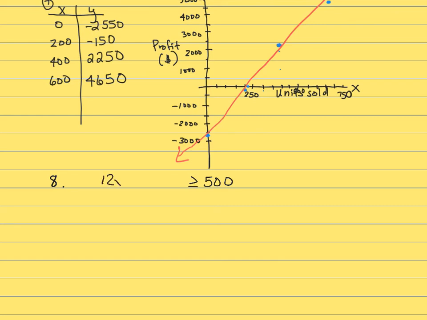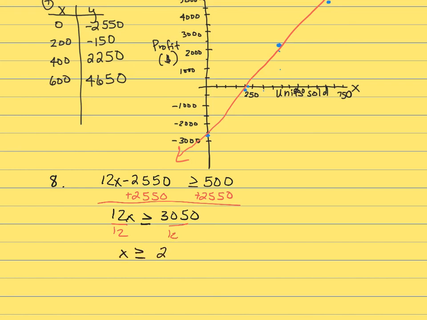Okay, 12x minus 2,550. Okay, so let's solve this by adding 2,550 to both sides. And we get 12x is greater than or equal to 3,050. So dividing both sides by 12, we get x is greater than or equal to 254 and 2/10. So they need to sell 255 or more units. Because if they sell 254, that won't be enough, right?